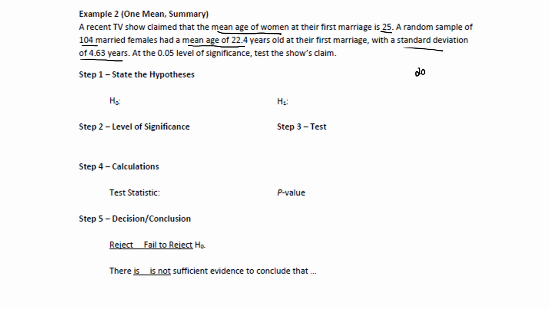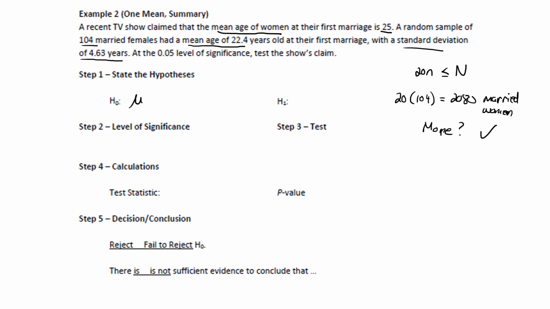To check the condition, 20 times the sample size can be no more than the population size. We'll multiply 20 by the sample size of 104. That's 2,080 married women, or women who have been married. Are there more than 2,080 women who have been married? Of course there are. So that means that the condition is met, and we can begin this one mean test.